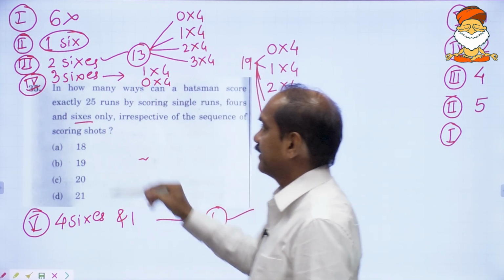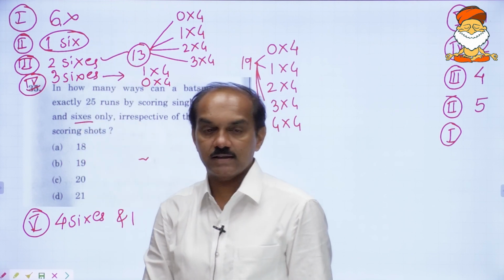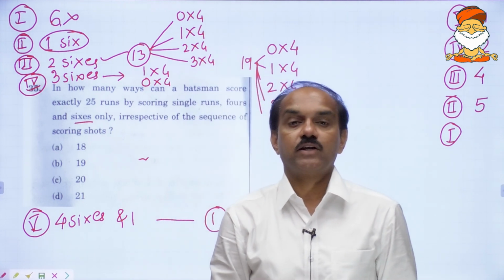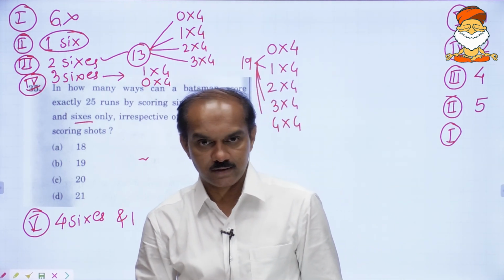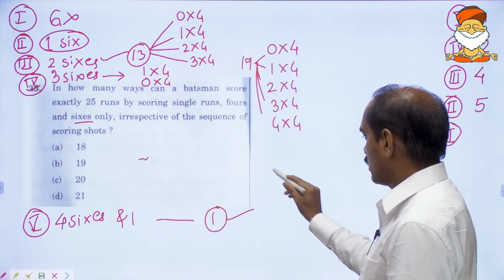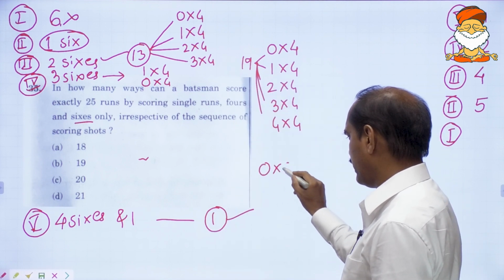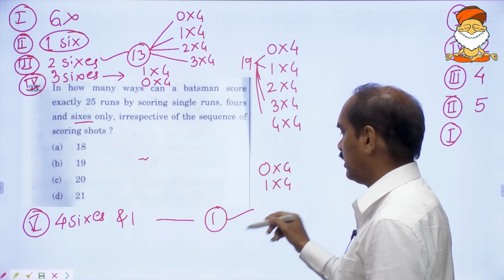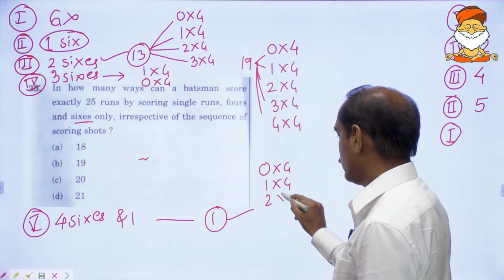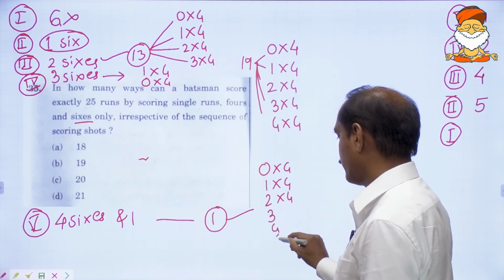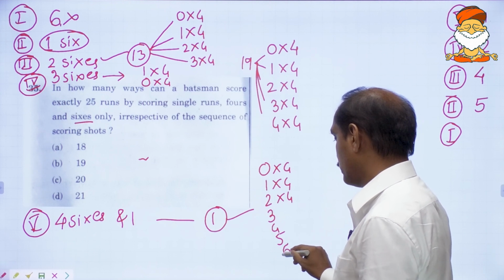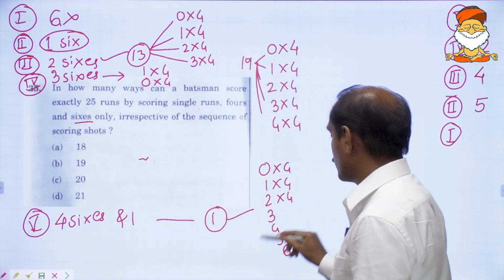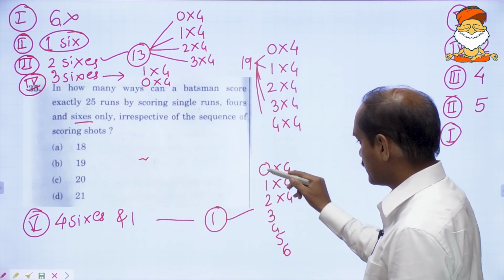The first case, no sixes. He has not hit even 1 6. Meaning all the 25 runs are managed by only boundaries and singles. So coming to boundaries, he can hit 0 boundary. He can hit 1 boundary, remaining singles. He can hit 2, 3, 4, 5, 6 boundaries, because 6 4s are 24. So 1, 2, 3, 4, 5, 6 plus 1, 7.